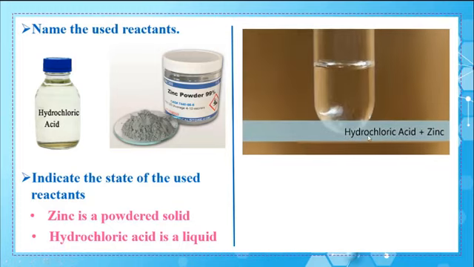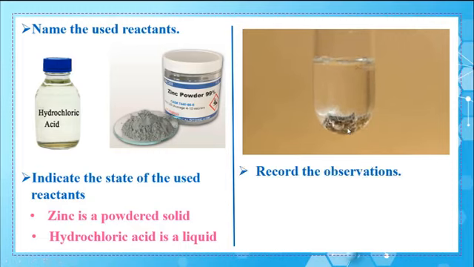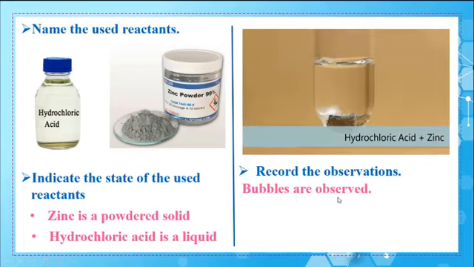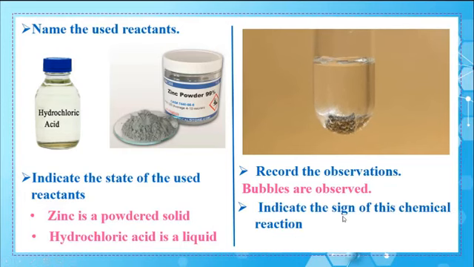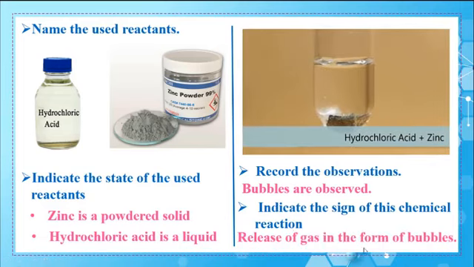Observe the reaction again. Observe it carefully. Do you see the bubbles? Do you observe the bubbles here? Look carefully. Then record the observation that you have. What do you observe? Nice, bubbles are observed here. Indicate the sign of this chemical reaction. In your opinion, what is the sign here? When you have bubbles, nice, that is the release of a gas in the form of bubbles.